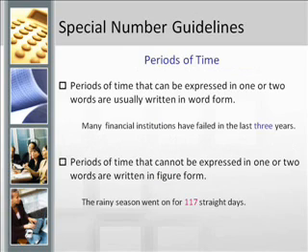The general rule is that numbers between 1 and 10 are written, and above 10 are figures. But when we're dealing with periods of time, any period of time that can be expressed in 1 or 2 words is written in word form, but periods of time that cannot be expressed in 1 or 2 words is written in figure form. So you can see in the second example here, the rainy season went on for 117 straight days. We've written 117 in figure form. If we were to say something like the rainy season went on for 15 straight days, then that can be expressed in 1 word, and therefore we would write out the whole word.